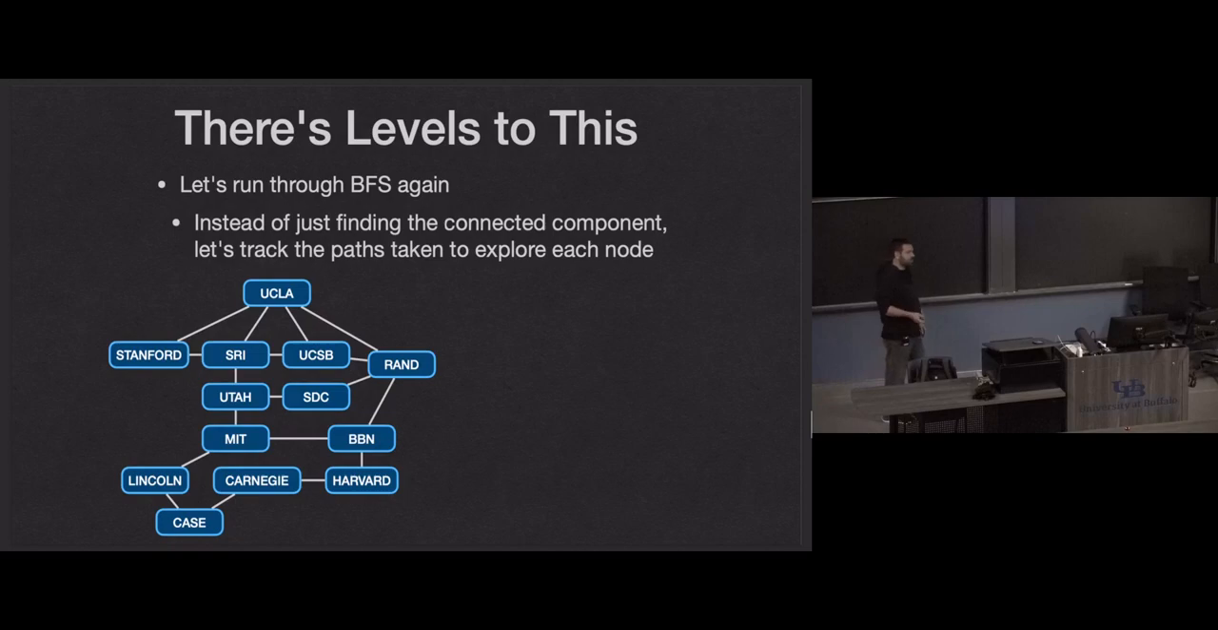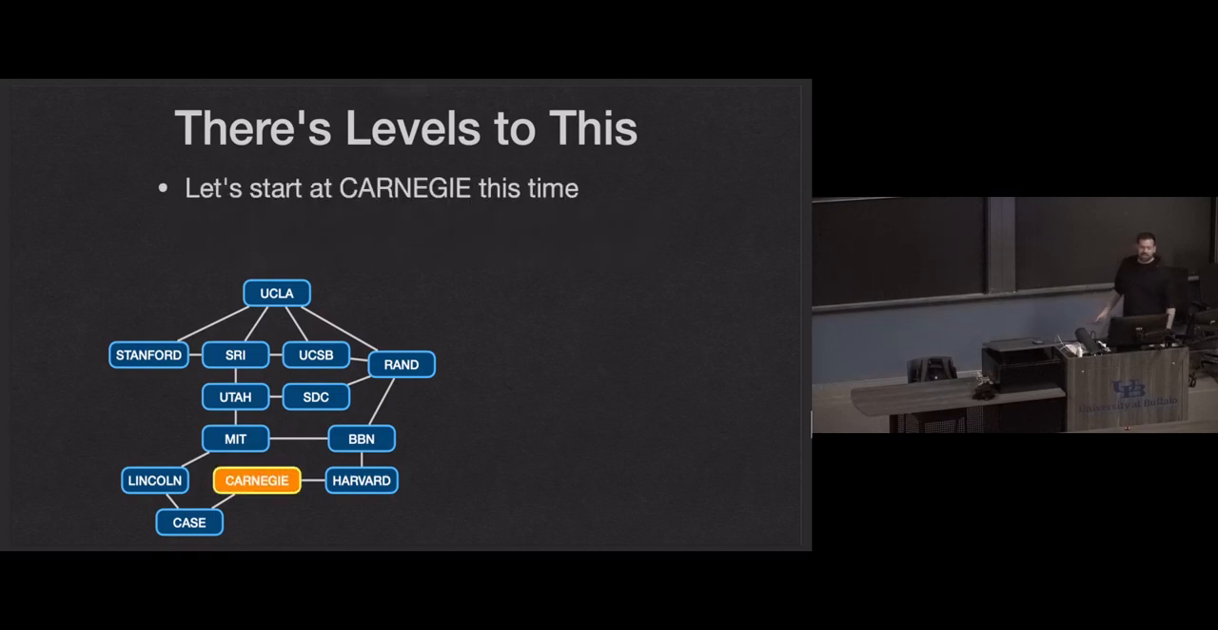So with breadth first search, we're going to run it, but I'm going to keep track of the edges that we've used during our run of breadth first search. And I'm going to choose Carnegie as our starting node this time because I keep getting sick of doing UCLA. I feel like I always start at that one just because it's at the top. So we're going to switch it to Carnegie to get a little more interesting graph out of this thing.